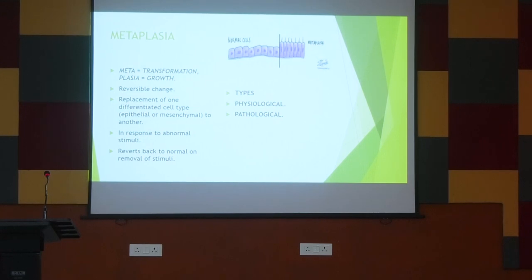Change in one type of fully differentiated epithelium into another fully differentiated epithelium. Differentiation is important. Smoking is an example, very good. Now, can you tell me about this picture? In this picture, these are the normal cells and it's undergoing metaplasia over here. A very common example is smoking.